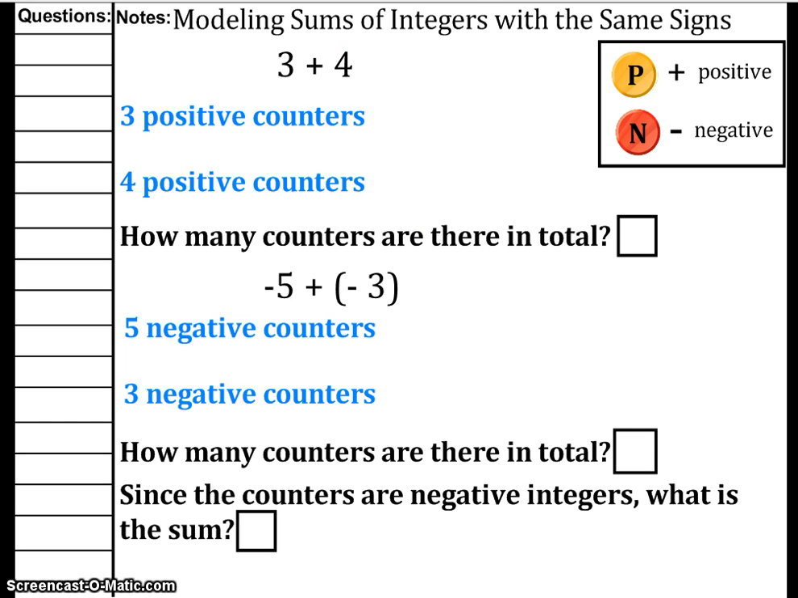The first section of our notes is about modeling sums of integers with same signs. So here we have the problem 3 plus 4. Well, we're going to model it using counters. Yellow counter equals a positive integer. Red counter equals a negative integer. So using the problem 3 plus 4, we have a positive 3 integer, so that means we're going to have 3 positive yellow counters.